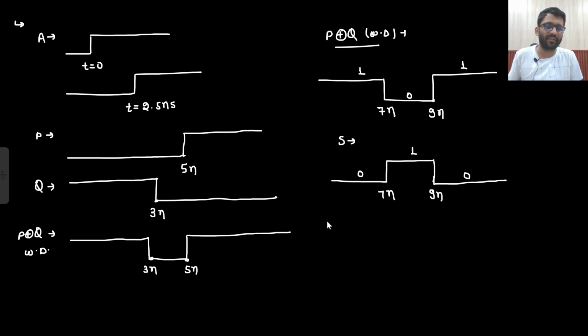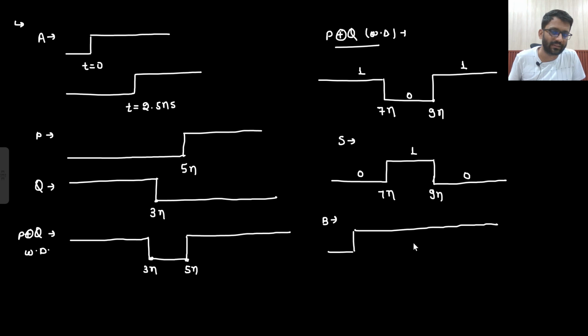What was my B? B is starting from 2.5 nano, and it is going like this. So I need to XOR these two. XOR of these two. So S XOR B, that would be 0 XOR 0, 0. 0 XOR 1 will be 1. 0 XOR 0 will be 1.